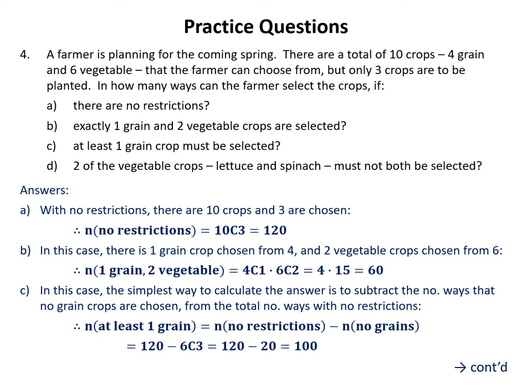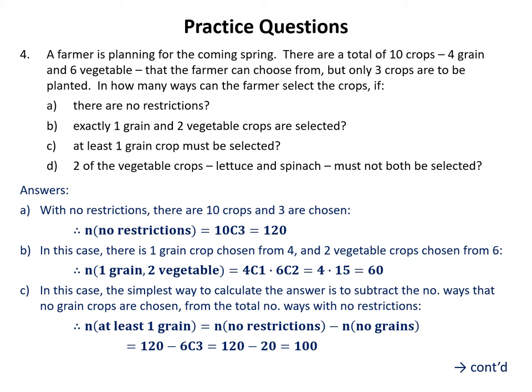For part B, now we distinguish between grain and vegetable crops. So we separate this into two parts and we multiply two combinations with each other. So the number of ways of selecting one grain crop from 4 is 4 choose 1, and similarly, 2 vegetable crops from 6 is 6 choose 2, and we multiply those. 4 choose 1 times 6 choose 2 = 4 × 15, which equals 60.